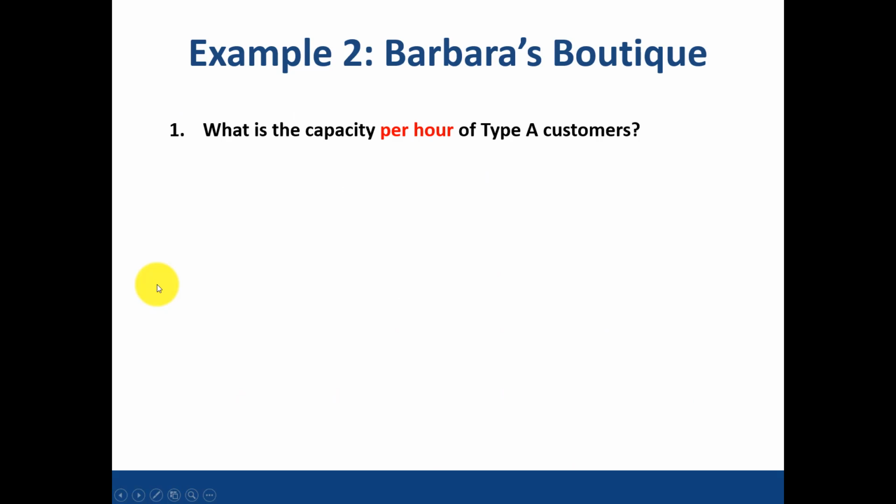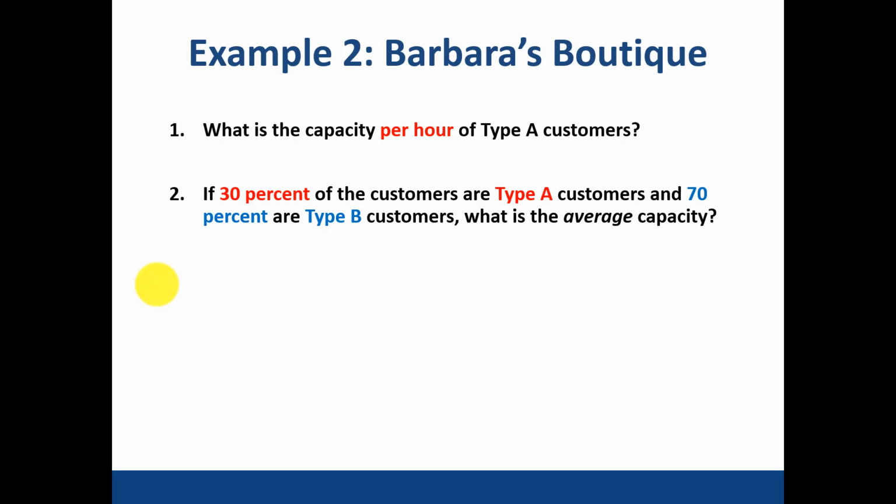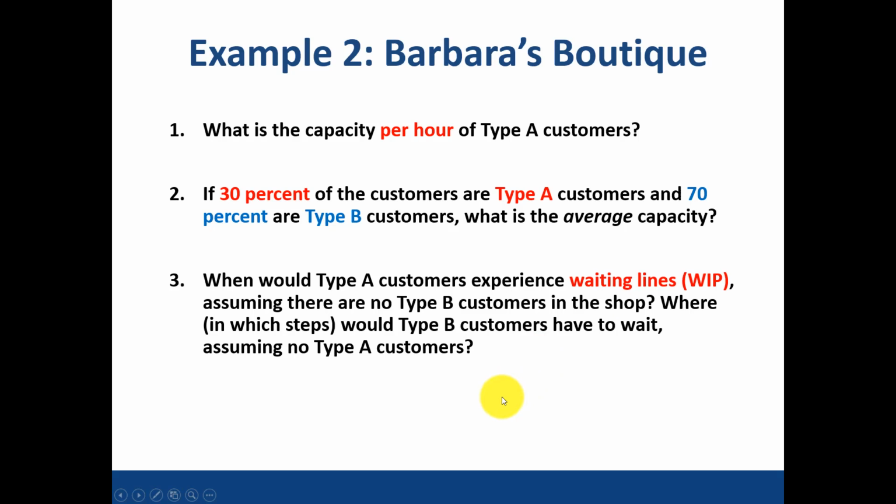So the questions are, what is the capacity per hour of type A customers? So just the upper segment of the flow. How many customers can we process? Number 2, if 30% of the customers are type A customers and 70% are type B, what is the average capacity? And here we have this word average. It's kind of an estimation. And number 3, when would type A customers experience waiting lines? That's WIP, so waiting, assuming there are no type B customers in the shop.